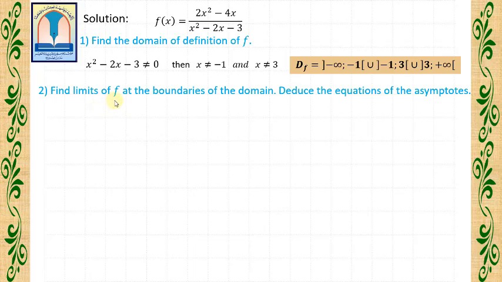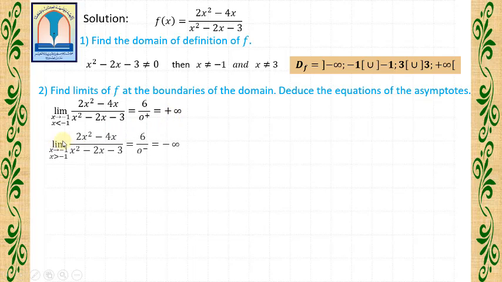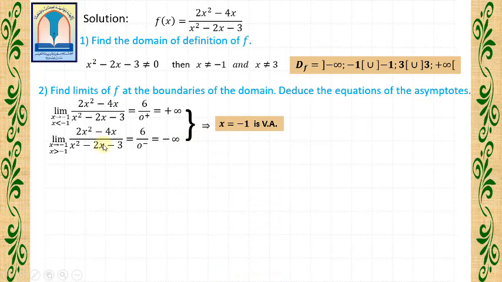Find limits of f at the boundaries of the domain. Deduce the equations of the asymptote. First, we start by limit as x tends to minus 1 and x is less than minus 1 of the function. It is equal to 6 over 0 plus, which is plus infinity. And limit as x tends to minus 1 and x is greater than minus 1 of the function. It is equal to 6 over 0 minus, which is minus infinity. Then we deduce that the line of equation x equals minus 1 is a vertical asymptote.